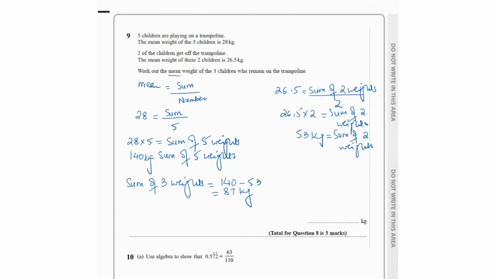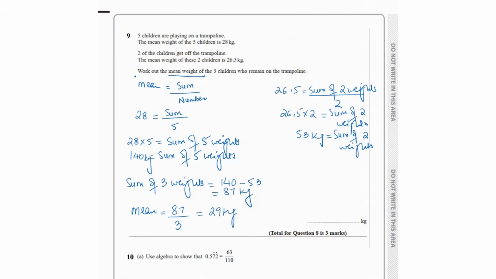Now we have to find the mean weight, not just the sum. So for the mean, you just divide the sum by the number of children, and that's 3 children that we're talking about. And that's 29 kgs. That is your mean weight of the 3 children who remained on the trampoline.